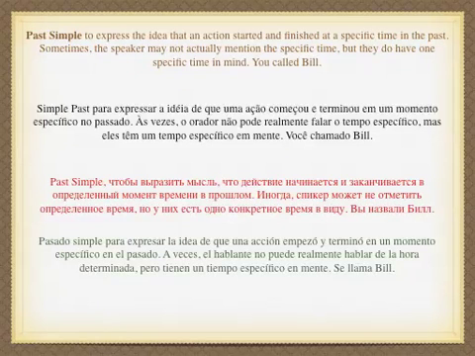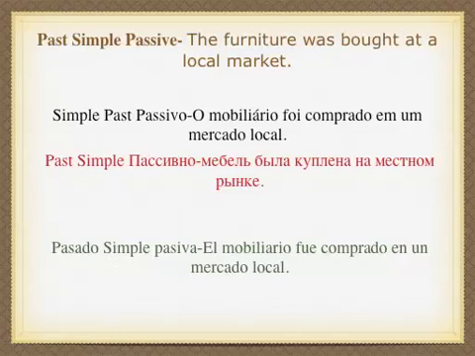Past simple. To express the idea that an action started and finished at a specific time in the past. Sometimes the speaker may not actually mention the specific time, but they do have one specific time in mind. You called Bill. Past simple passive. The furniture was bought at a local market.